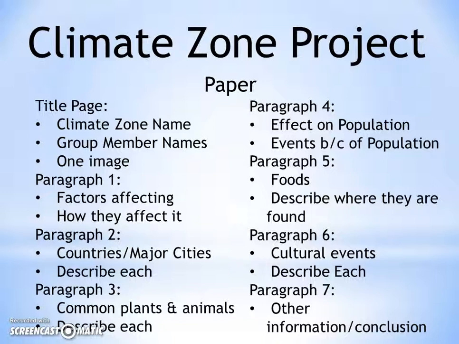Paragraph 4, the effect of the population and any events that's happening because of the population in that area, so anything detrimental. Paragraph 5, give me some foods and describe where they're found in that climate zone. Paragraph 6, any cultural events and describe each of those events. And then paragraph 7, give me other information and give me a conclusion.